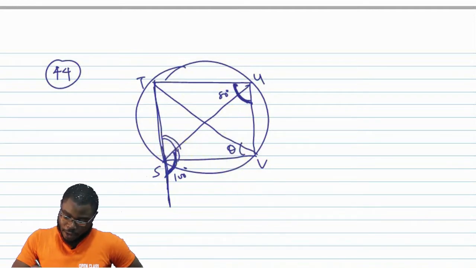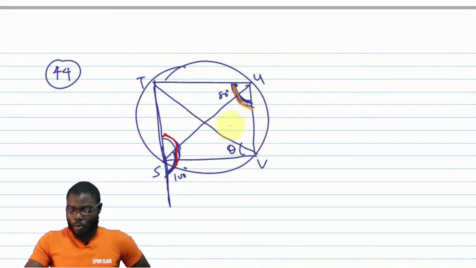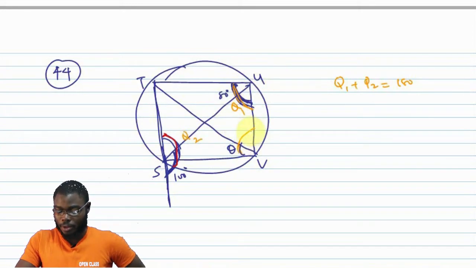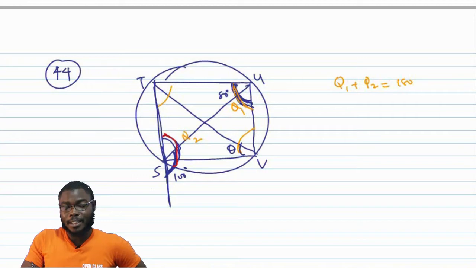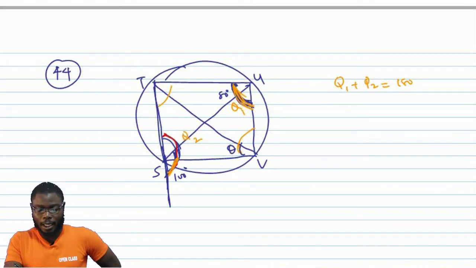Also in a cyclic quadrilateral, opposite angles sum up to what? 180 degrees. This angle plus this angle, let me use a different color. This angle here plus this angle right here sum up to 180 degrees. Let's say this is angle phi 1 and this one is angle phi 2. So phi 1 plus phi 2 is 180 degrees. You must know that for opposite angles, and the same thing applies to this angle and this angle. So you know that this exterior angle is equal to the opposite interior angle of the cyclic quadrilateral.